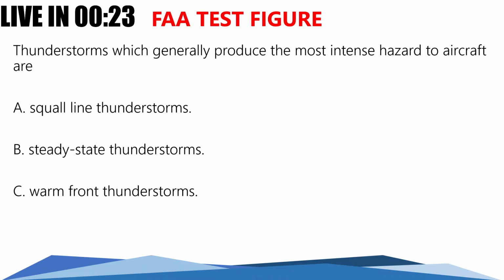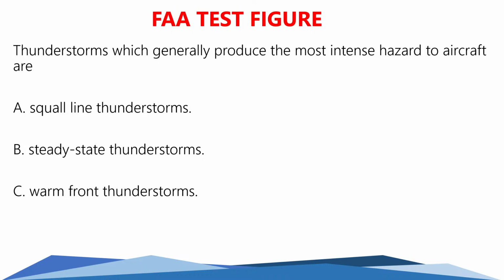Right, about 30 seconds left. All right, let's go ahead and take a look at it. Nobody answered with B, but it's kind of split between the squall line thunderstorms and the warm front thunderstorms. So let's take a look and see what the differences are here.